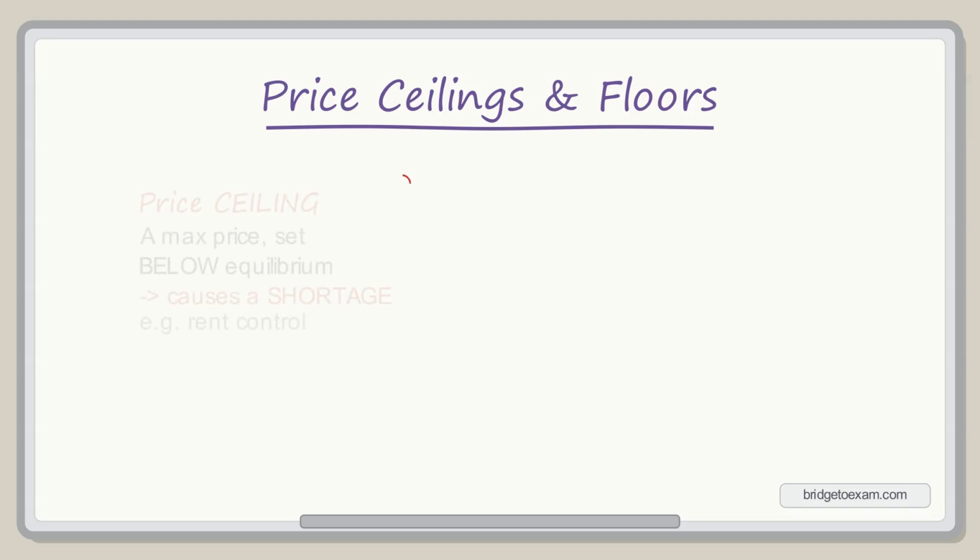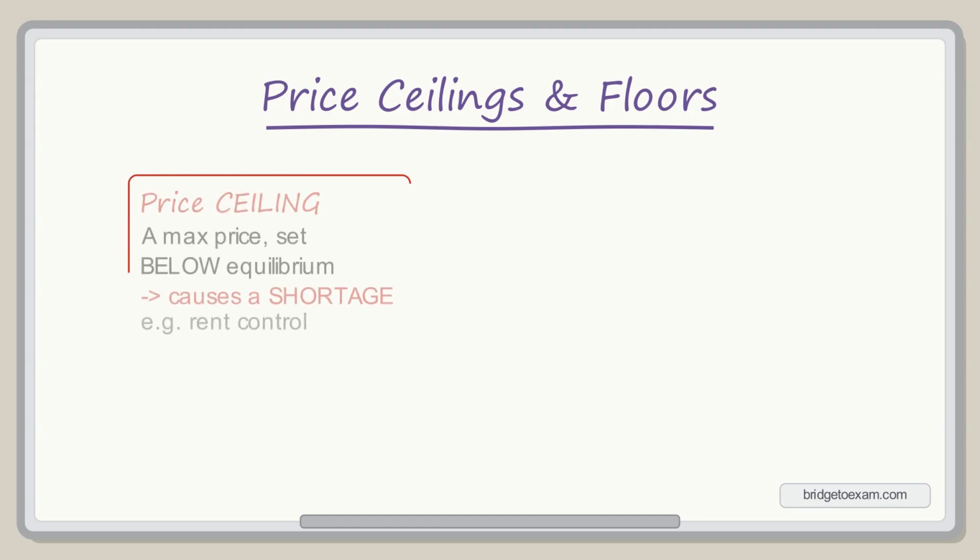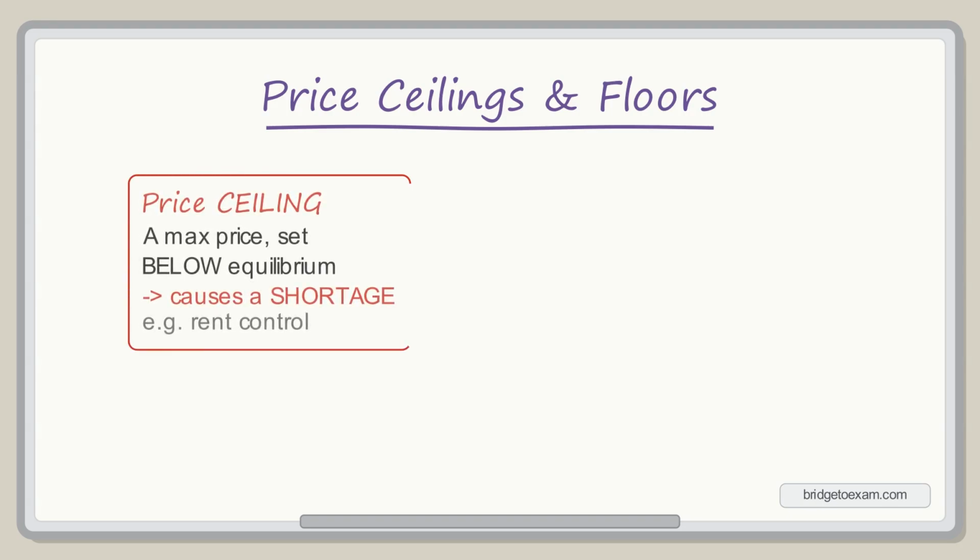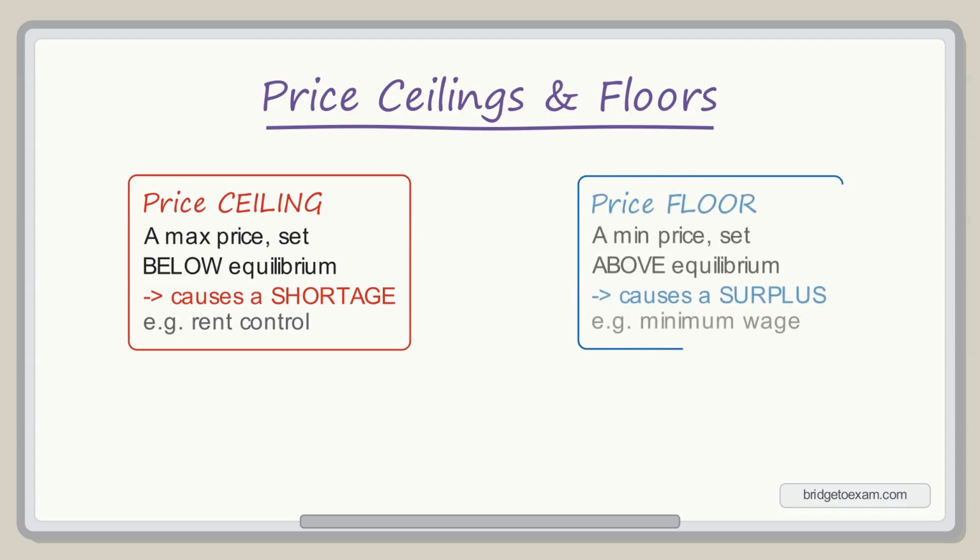A price ceiling is a legal maximum price, set below equilibrium, meant to keep things affordable. The result? A shortage. Rent control is the classic example. Cap rents low, and landlords offer fewer apartments. A price floor is the opposite. A legal minimum price, set above equilibrium, meant to protect producers' income. The result is a surplus. The minimum wage is a price floor in the labor market.